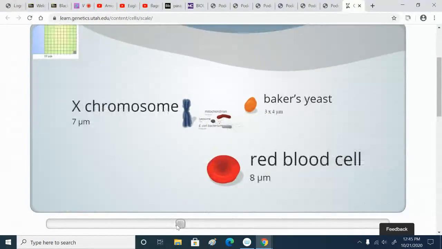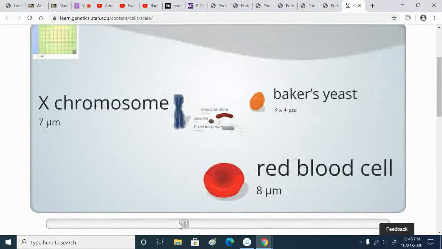Zoom in closer and closer: a red blood cell, an X chromosome, and a yeast cell. The X chromosome is bigger than a yeast cell. So the cell is a living organism, and this chromosome is bigger than that living organism. It's huge.